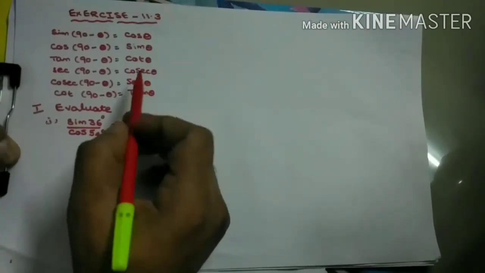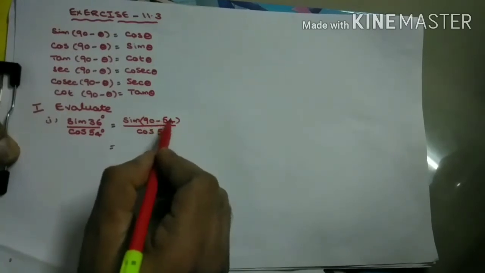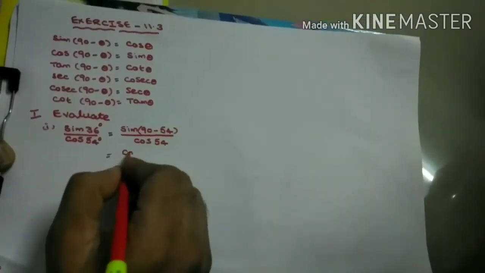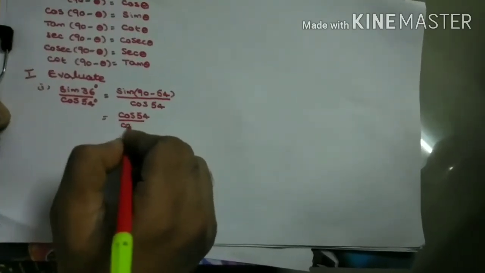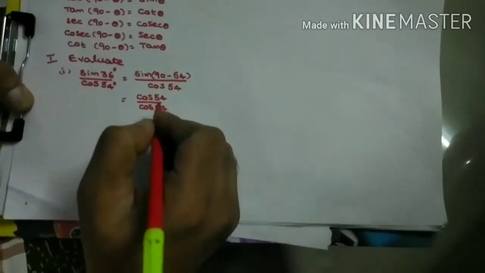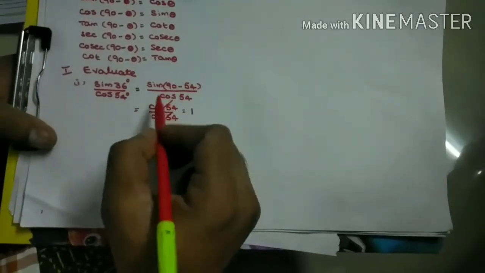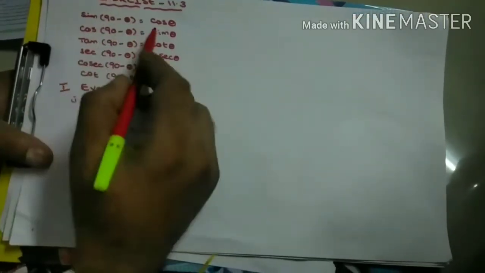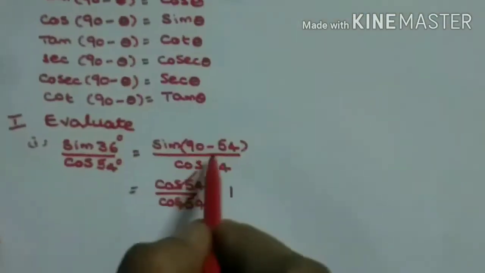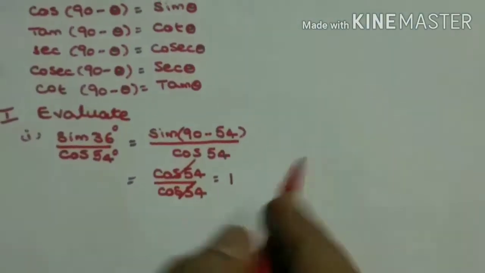Now observe the first formula: sine of 90 minus theta equals cos theta. In the same manner, sine of 90 minus 54 becomes cos of 54, divided by cos 54. Cos 54 gets cancelled, and the answer will be 1. Here theta means 54, so cos 54 over cos 54 cancel, giving 1.